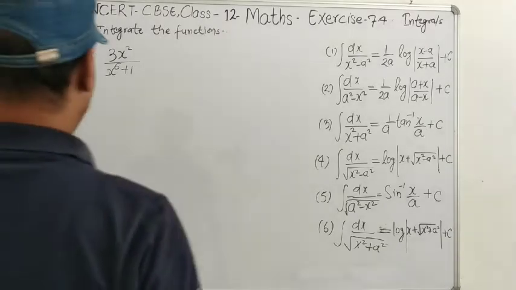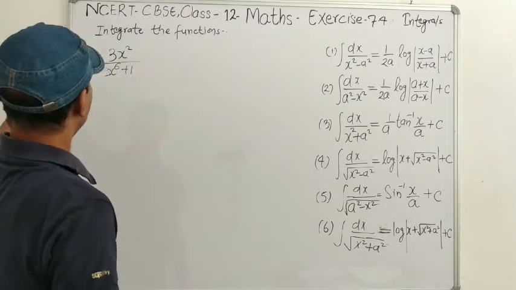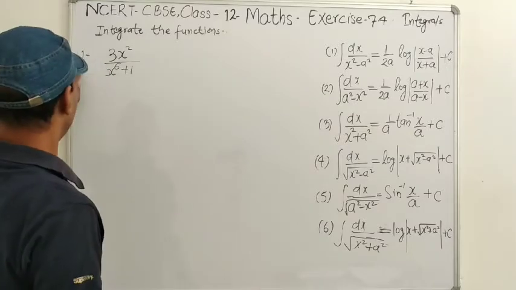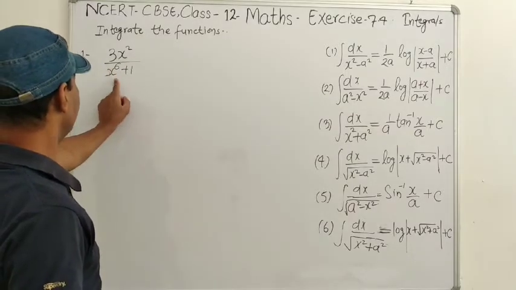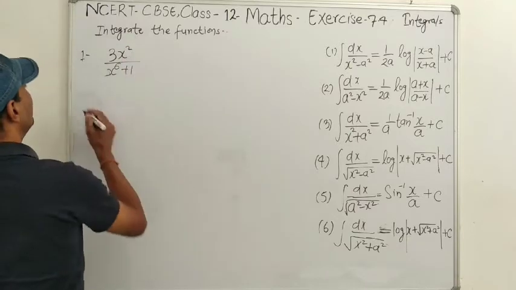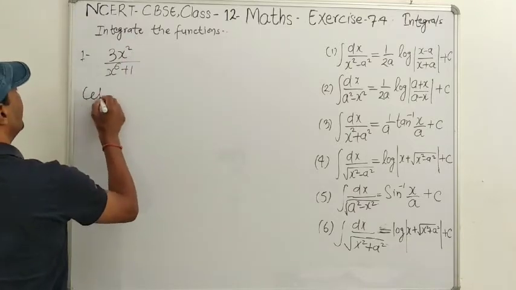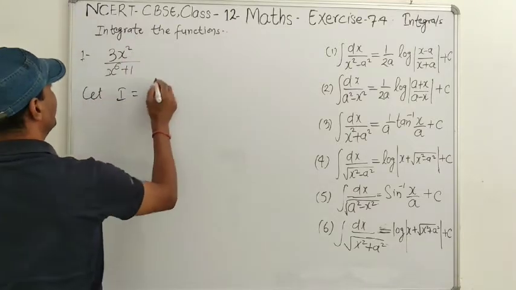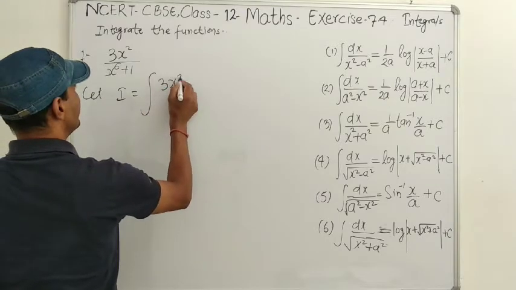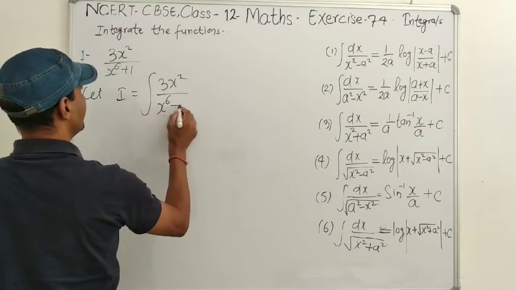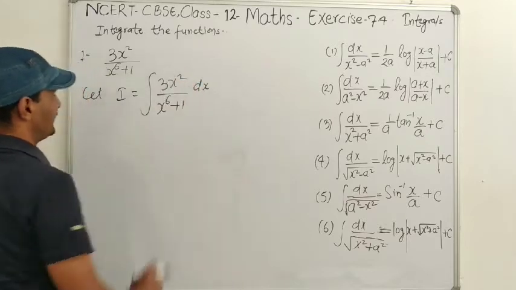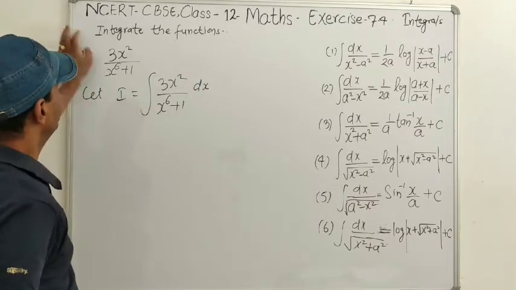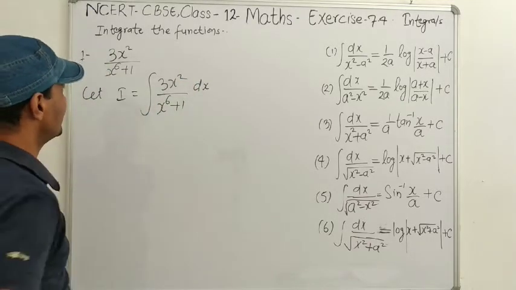Now question number 1 from the exercise 7.4, integrate the functions. Number 1 is 3x square by x to the power 6 plus 1. So what we write here, let integral equal to 3x square by x to the power 6 plus 1 this dx. We have to integrate this.